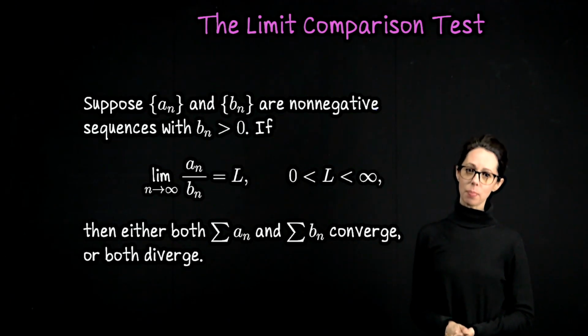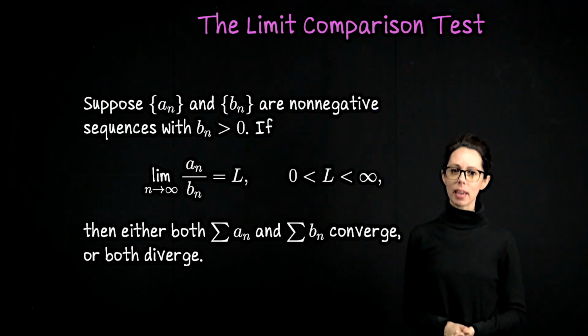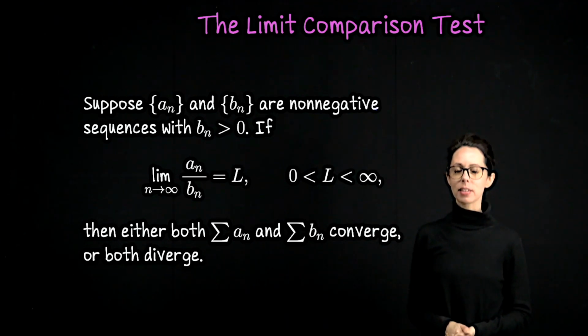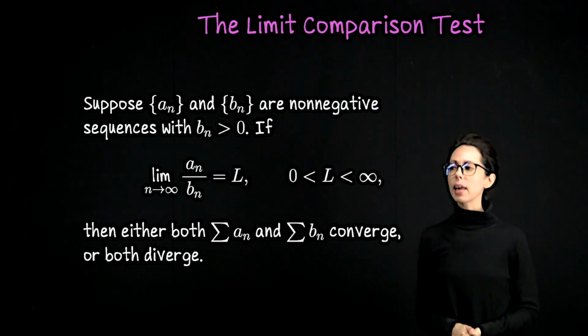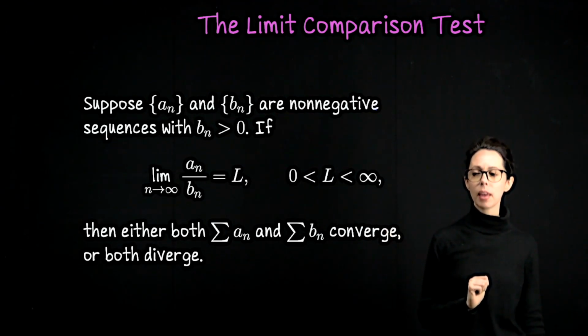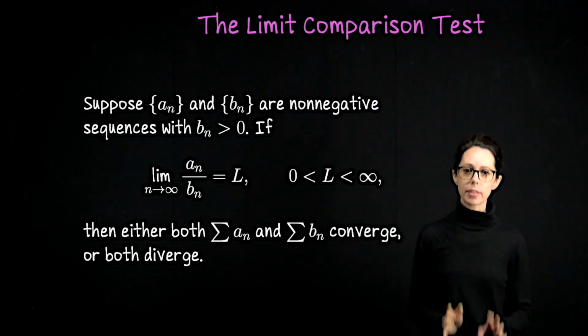Okay, so here's the statement of the limit comparison test for infinite series. Suppose that a sub n and b sub n are non-negative terms, and all of the terms b sub n are positive. Create the ratio a sub n divided by b sub n and compute the limit of that as n goes to infinity. If that limit exists and equals a finite real number, here called L, then both series behave the same way. Either they both converge or they both diverge.